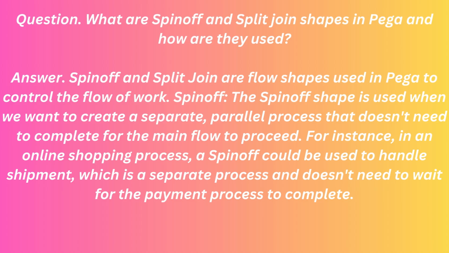Question. What are spin-off and split join shapes in Pega, and how are they used? Answer. Spin-off and split join are flow shapes used in Pega to control the flow of work.